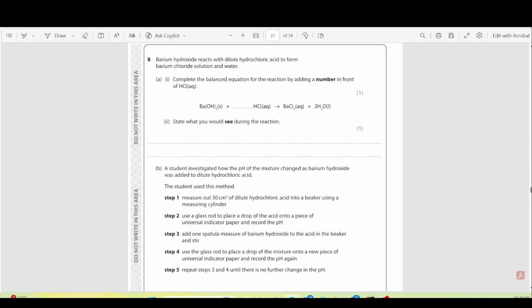Hello everyone. In the last class we started with this Edexcel foundation chemistry paper and we did up to question number 7. Now we are going to start with question number 8. So this is part 2. If you haven't watched part 1, please check that on my YouTube channel.